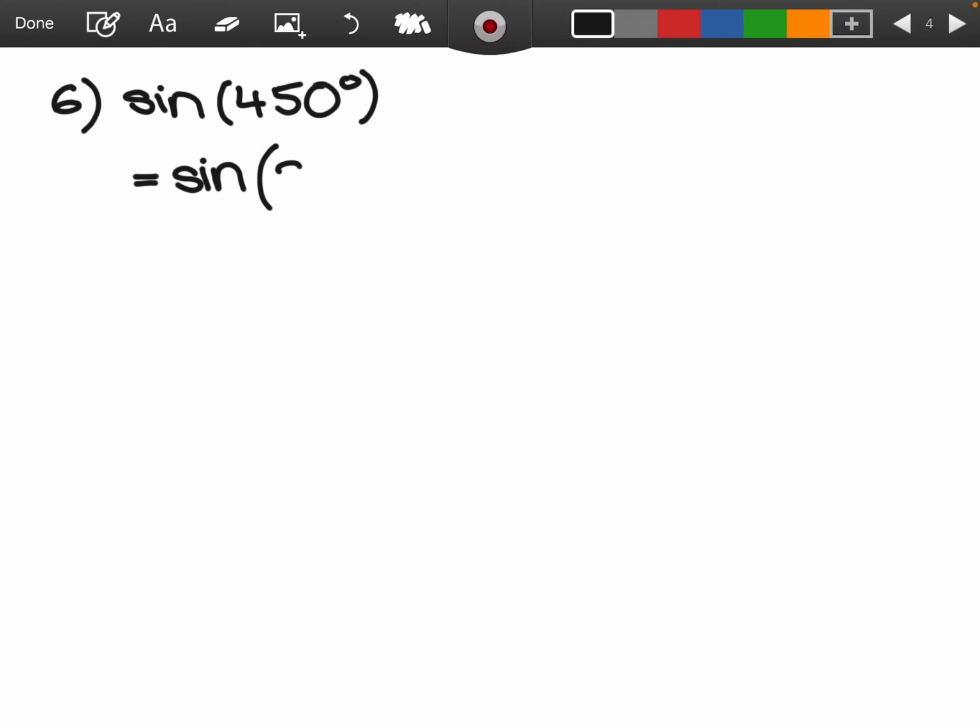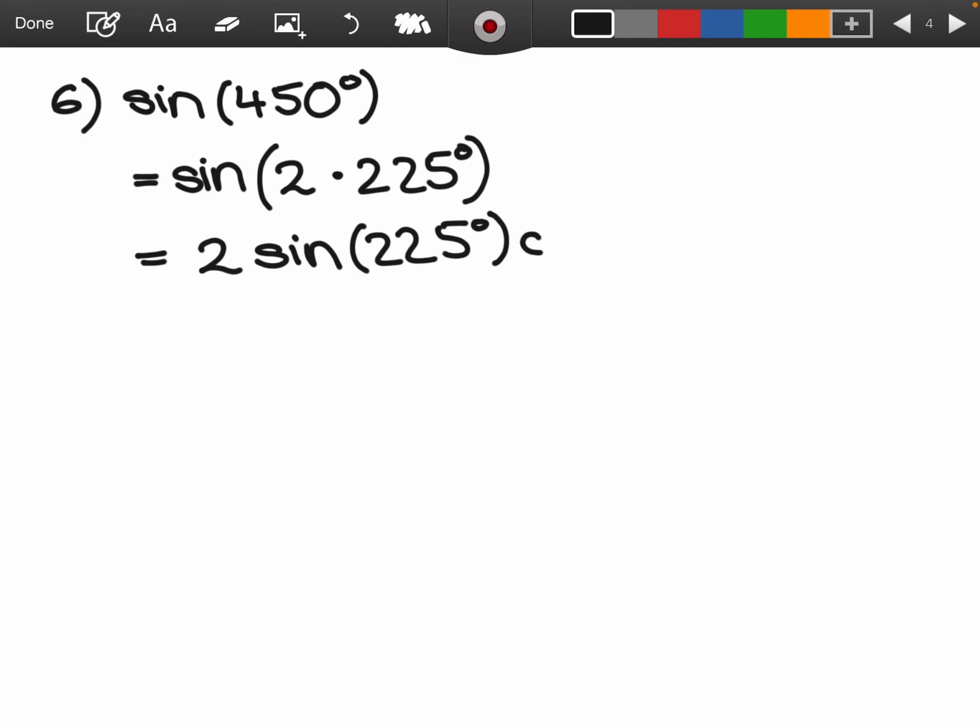Now let's look at using a double angle formula. This time I'm going to look at sine of 450 degrees. I'm going to do this using the sine double angle formula. So this would be sine of 2 multiplied by 225 degrees. Using the double angle formula for sine, that would be 2 sine 225 cosine 225.